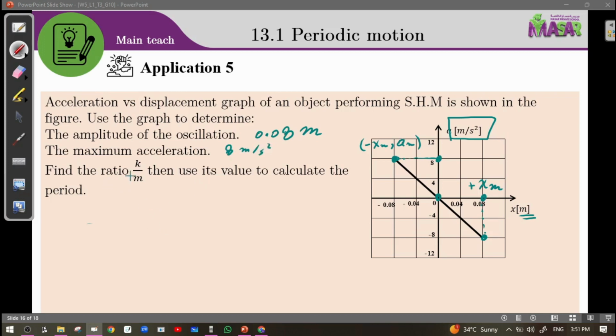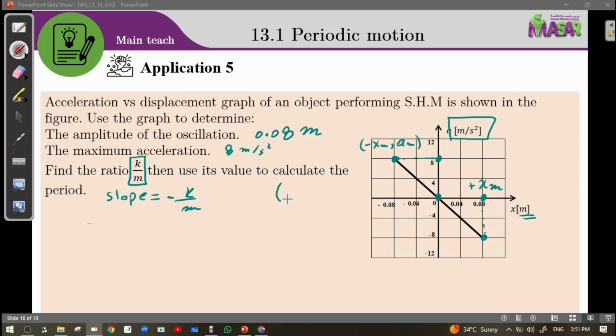Find the ratio K over M. Then use its value to calculate the period. So we know that in order to find K over M, we can use the slope, because the slope here represents the minus K over M. So after we find the slope, we just take the positive value of it to find the K over M.